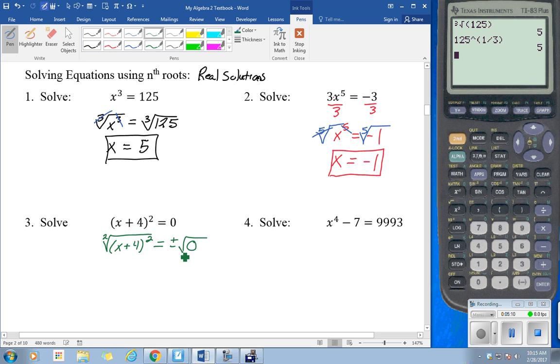But this is the case where we end up with a 0 underneath there. So same thing happens here. The square root and the square cancel each other out. Bring down the x plus 4. And that's equal then to plus and minus 0. Well, in this case, that's just 0. So we got one more step here, and that's just a minus 4 from both sides. And we'll get x equals negative 4.